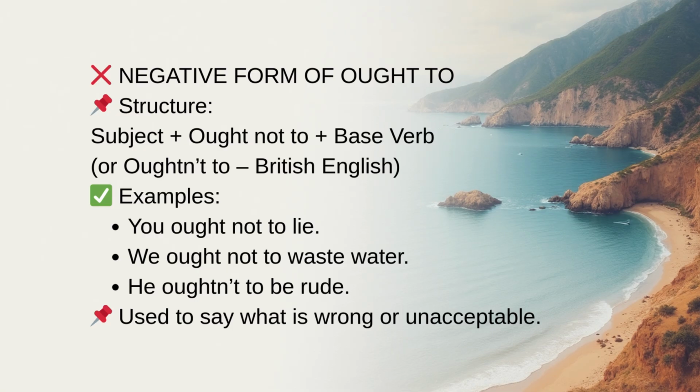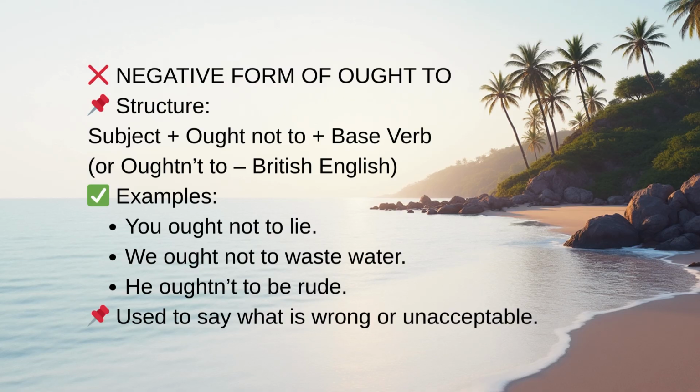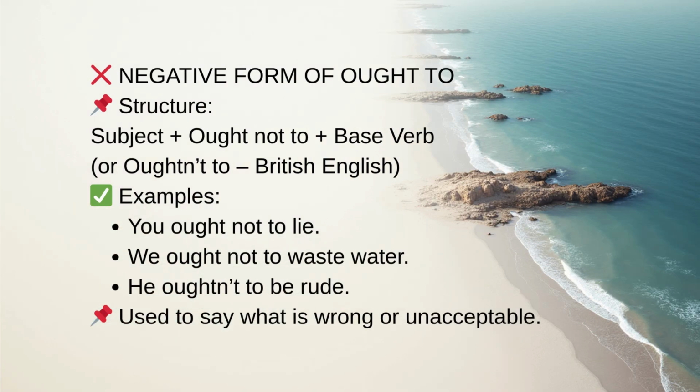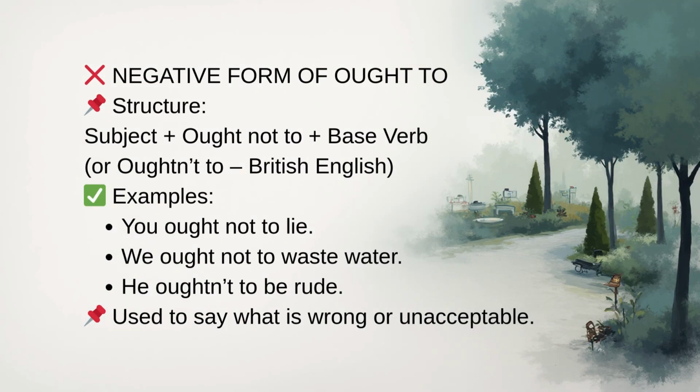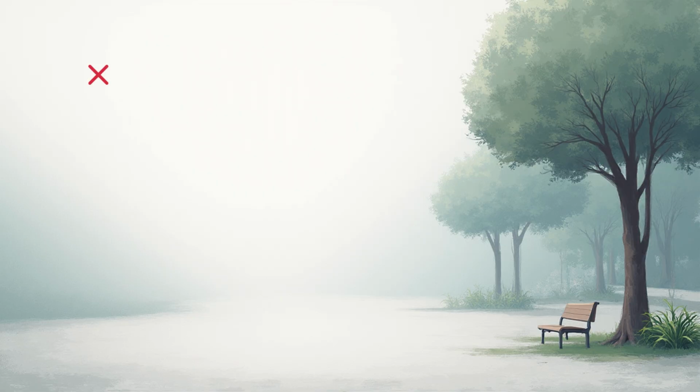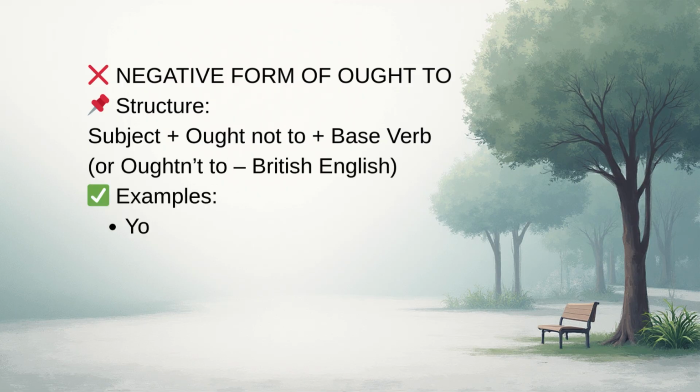Now let us know the structure of the negative form of ought to. Subject plus ought not to plus base verb. In British English, ought not to is pronounced as oughtn't to. Now let us see some examples. You ought not to lie. We ought not to waste water. He oughtn't to be rude. Ought not to is used to say what is wrong and unacceptable.